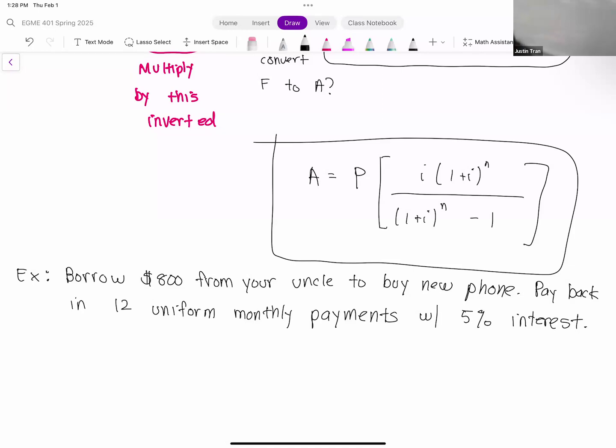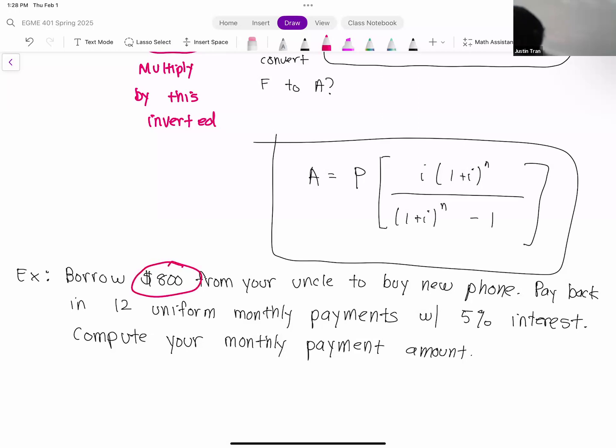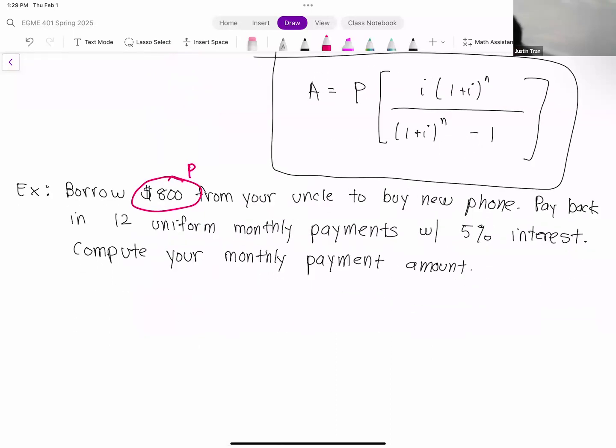Okay, so you want to compute. Your uncle says that you owe him about $90 each month, but you want to verify that this is actually the right amount. So you want to compute your monthly payment amount. This is a situation where you want to compute your uniform series amount, but you're given a different type of cash flow. The only cash flow we really have to identify here, since this is just a one conversion problem, is the $800. You're using that $800 to purchase the phone today. So this $800 is a P, and we want to convert this $800 P into an A.